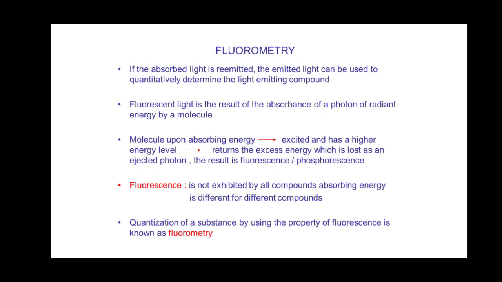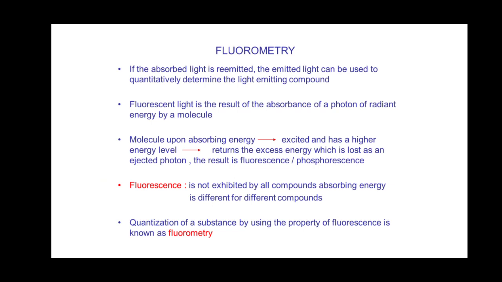So fluorimetry is a technique in which the absorbed light is re-emitted. The emitted light can be used to quantitatively determine the light-emitting compound. Here the fluorescent light is the result of the absorbance of a photon of radiant energy by a molecule. Upon absorbing energy, the molecule becomes excited and has a higher energy level, and returns the excess energy, which is lost as an ejected photon. So the result is fluorescence.